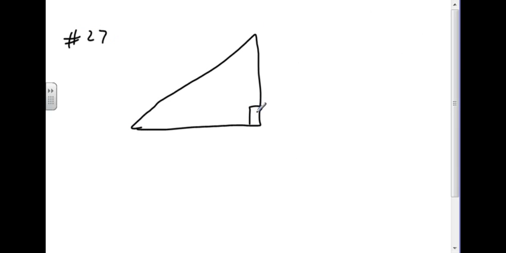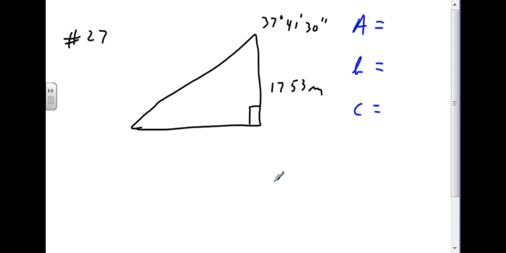Okay, so I got a triangle. I know that B is 37 degrees 41 minutes 30 seconds, and little a is 1753 meters. Okay, well, that's fine. And we want to know big A, little b, little c. So I guess we'll go with big A first.